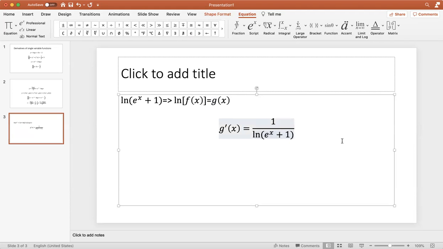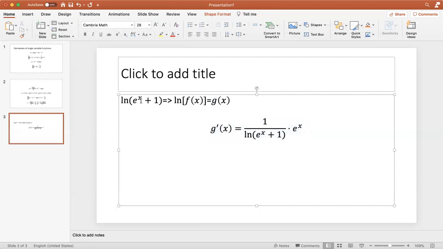And then you multiply it with the derivative of the inner function. So what's the derivative of the inner function? It would be e^x. The constant cancels out. Take the derivative of this natural exponential function, and you still get e^x. Pretty straightforward, right?